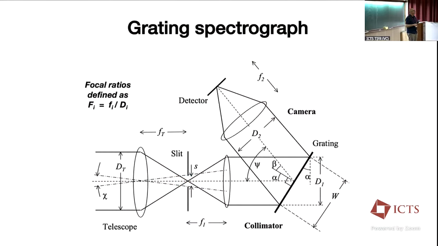Grating, a grating spectrograph. If I use a diffraction grating, here I'm not using refraction, I'm using diffraction. It's a complicated drawing, but it's exactly the same as I had before. So the telescope, a slit, the collimator. Instead of a prism here, I put a reflection grating, camera lens, detector. Exactly the same drawing as before.